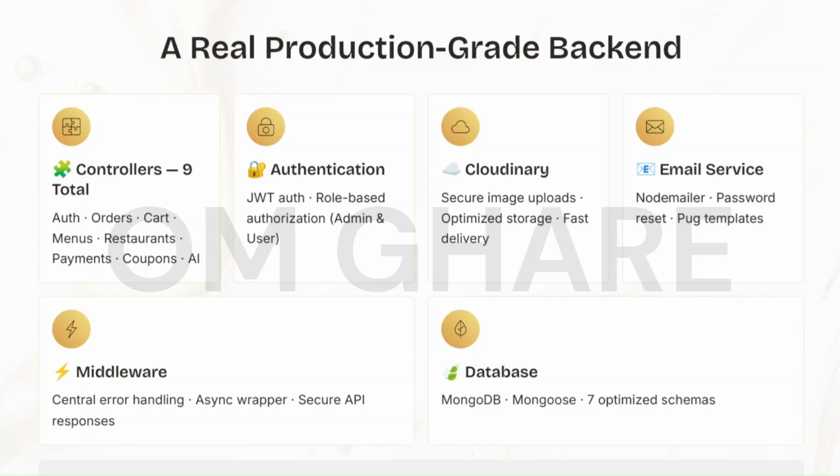For authentication, I have implemented JWT-based authentication along with role-based authorization. This ensures that different users, such as customers and administrators, have access only to the features relevant to their roles. Since food ordering applications involve many images, I have integrated Cloudinary for image storage. Instead of storing images directly on the server, Cloudinary provides secure cloud storage along with optimized delivery.